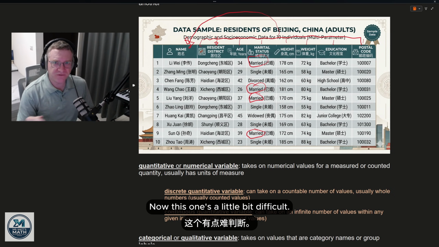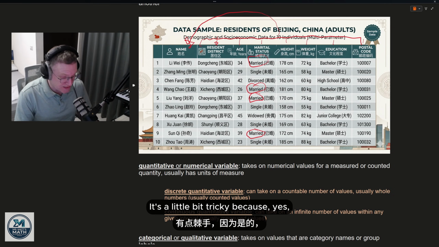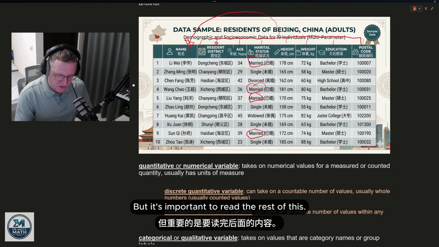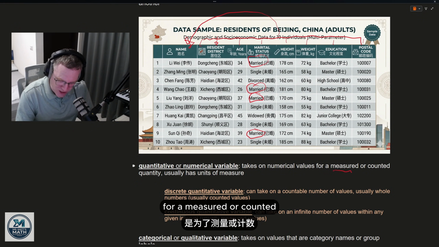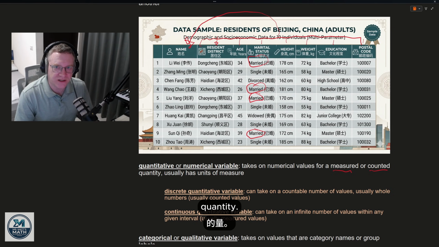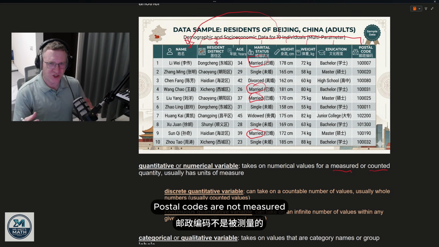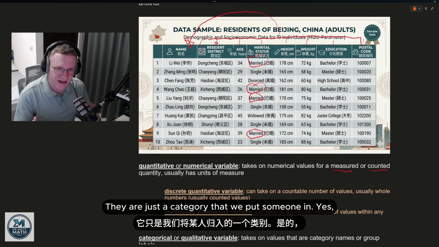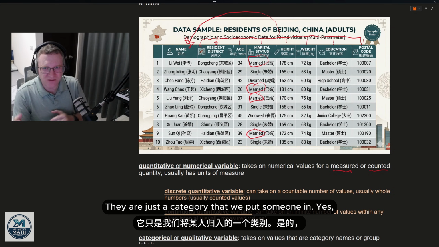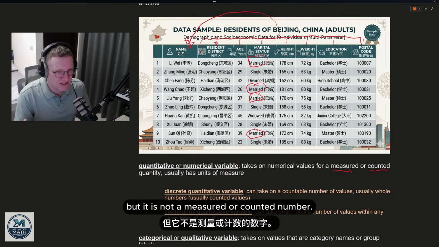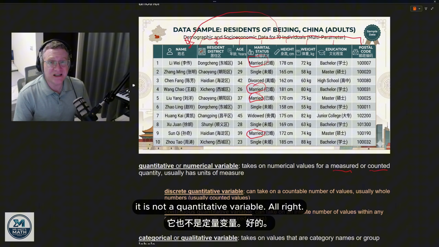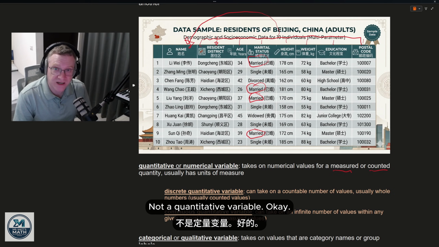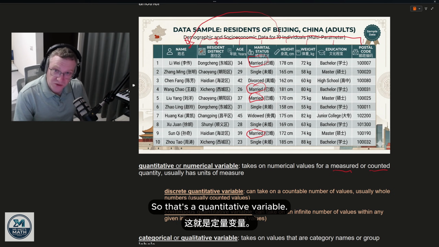Now, this one's a little bit difficult. It's a little bit tricky because, yes, it is numerical values, but it's important to read the rest of this. Remember, it says down here that it takes on numerical values for a measured or counted quantity. Postal codes are not measured and they are not counted. They are just a category that we put someone in. Yes, it is a number, but it is not a measured or counted number. So even though postal code has numerical values, it is not a quantitative variable, all right? Not a quantitative variable.